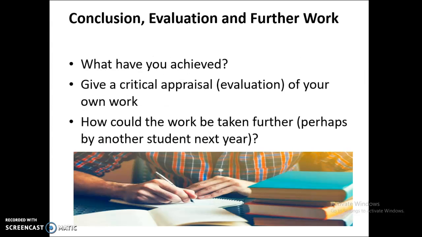Finally, the final section of a computer science research project report is conclusion, evaluation, and further work. Here we ask a question: what have you achieved? Give a critical appraisal, evaluate your own work, and be sincere. Let us understand what you have been able to accomplish and what you could not accomplish, and give reasons why you didn't accomplish certain aspects of your project.